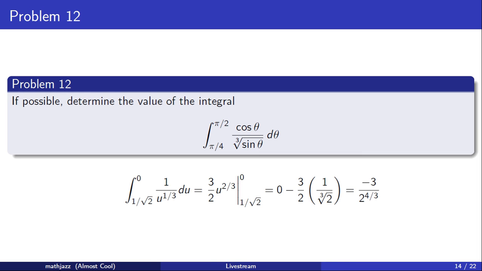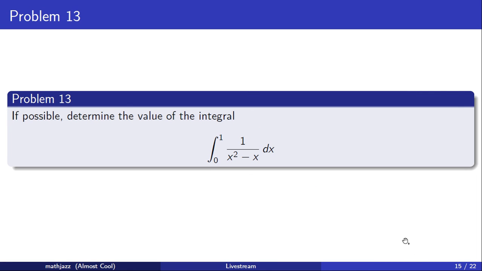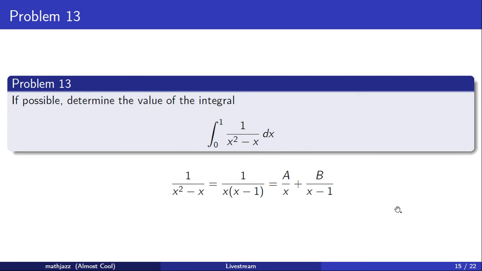So that's not too bad either. Here is problem 13. So this one we look at and we think we want to do integration by parts. So we first have to factor the denominator, and then we set up the general form of the partial fraction decomposition, like so. And we need to figure out what a and b are.